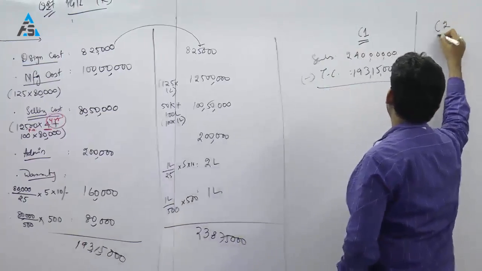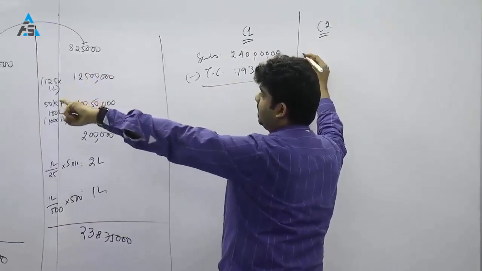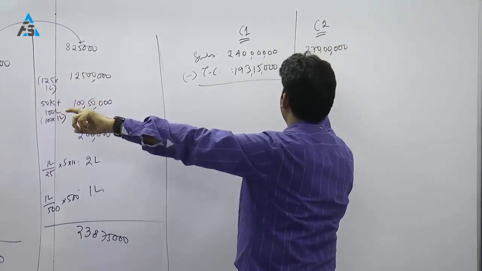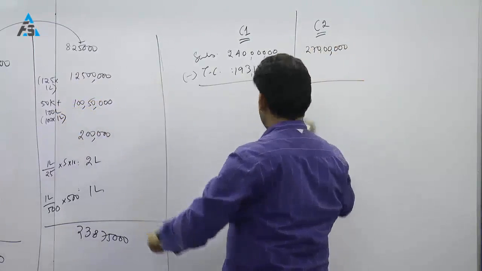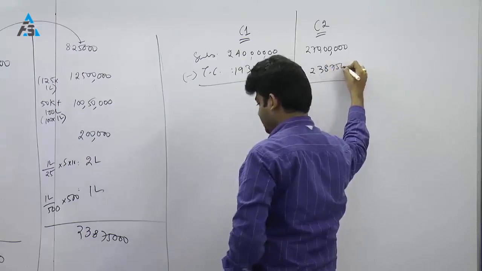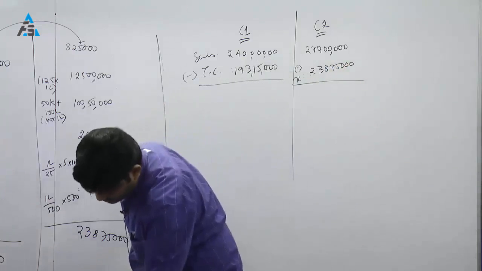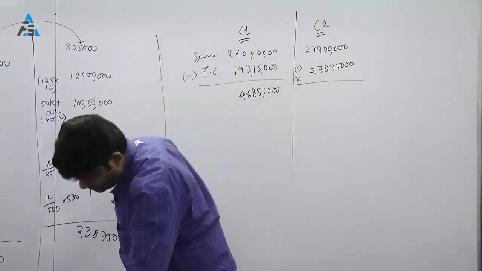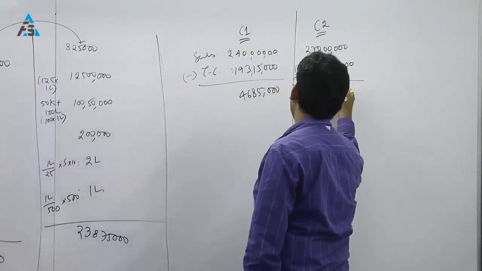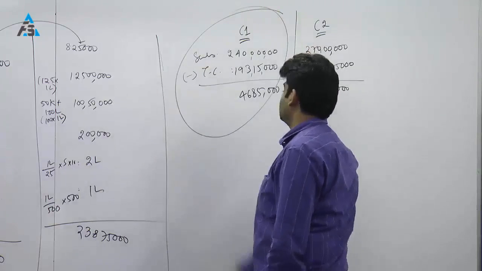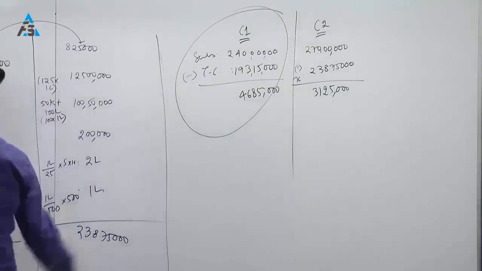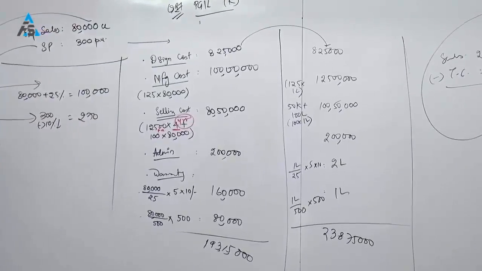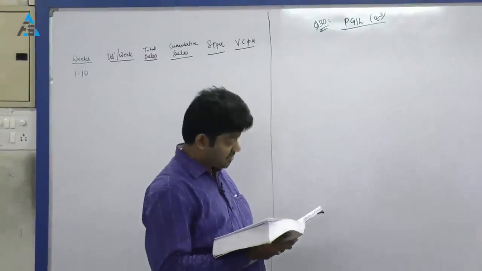And case 2, total sales are 2,70,000, less total cost of 2,38,75,000. This gives me a net profit of 46,85,000 in case 1, whereas case 2 gives me a net profit of 31,25,000. I should not go with the sales price reduction, because that will reduce my profit drastically by approximately 15 lakhs. So I should not go ahead with that.